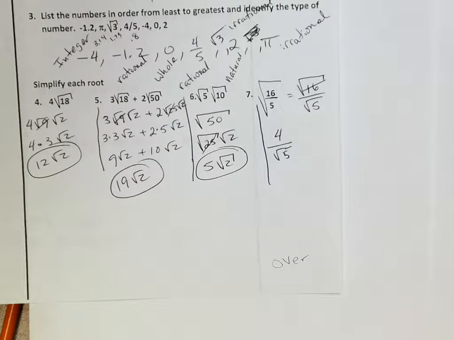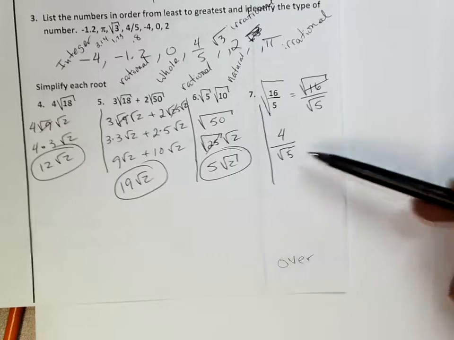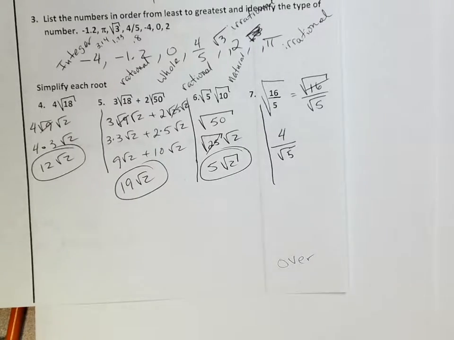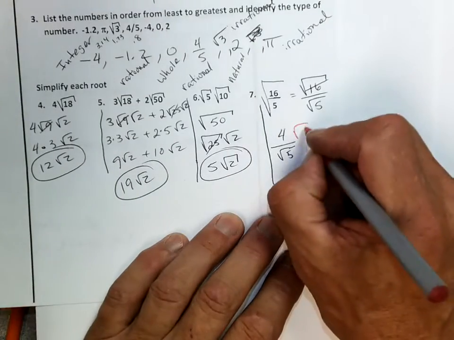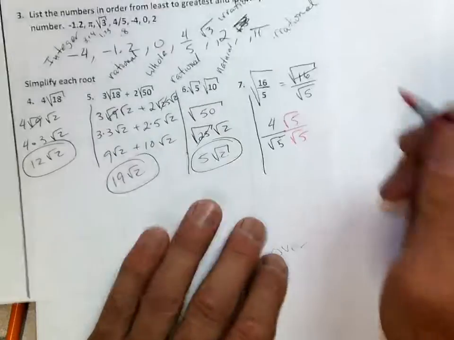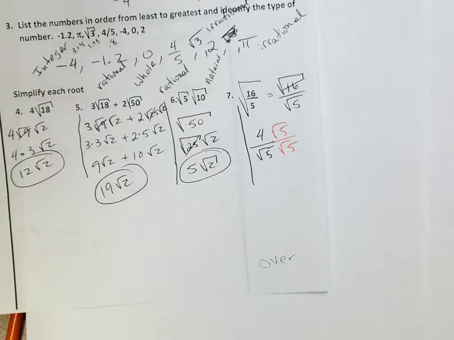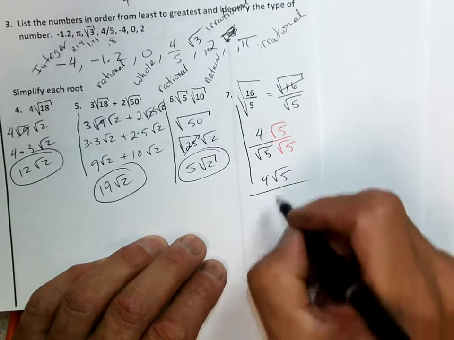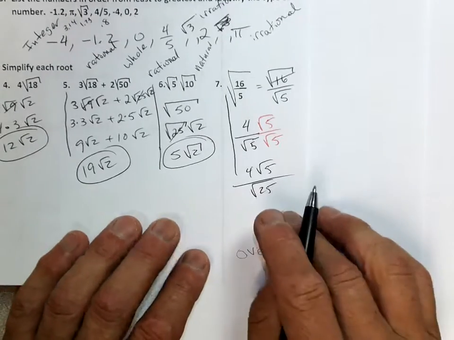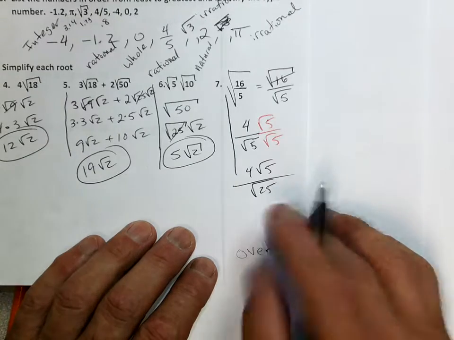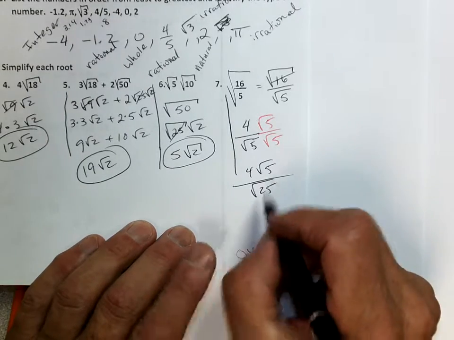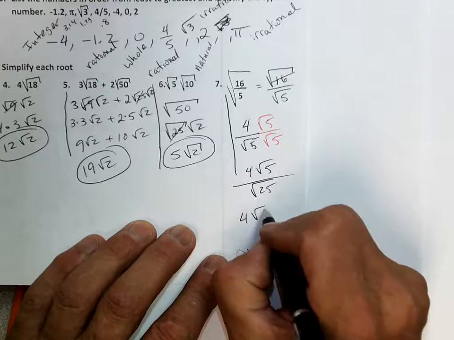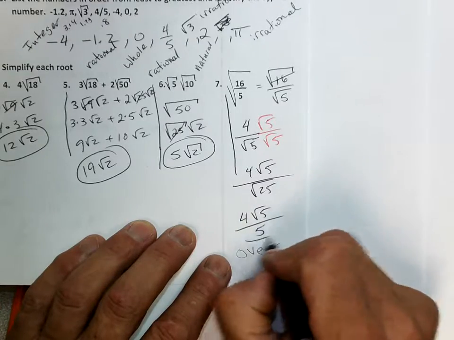Okay, now, we have a problem. You can't have a square root in the bottom, that's the rule. So we fix the problem with the problem. Square root of 5, square root of 5, right? Let's see what I get now. I'm going to get 4 square roots of 5 over the square root of 25, right? But I know what the square root of 25 is, and that's 5. So I get 4 square roots of 5 over 5.